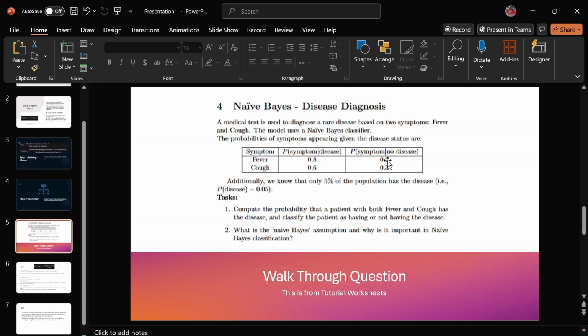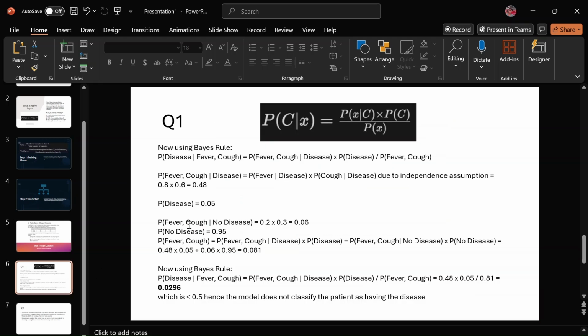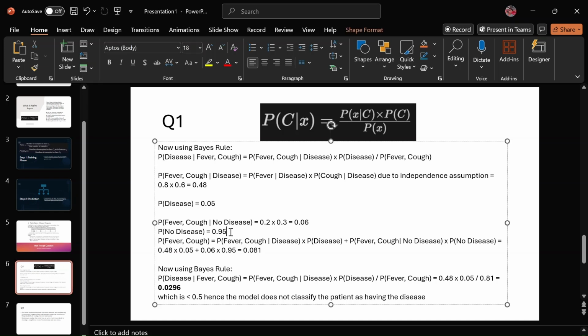They have a fever, probability is 0.2, cough probability is 0.3, meaning if you multiply them together, you'll get this probability of fever and cough given that they don't have the disease. Then the probability of no disease is 0.95. We just did 1 minus 0.05, because if 5% have the disease, that means 95% don't have the disease from the population. And that's all we need to work out the probability of fever and cough, since we just substitute these values in here.